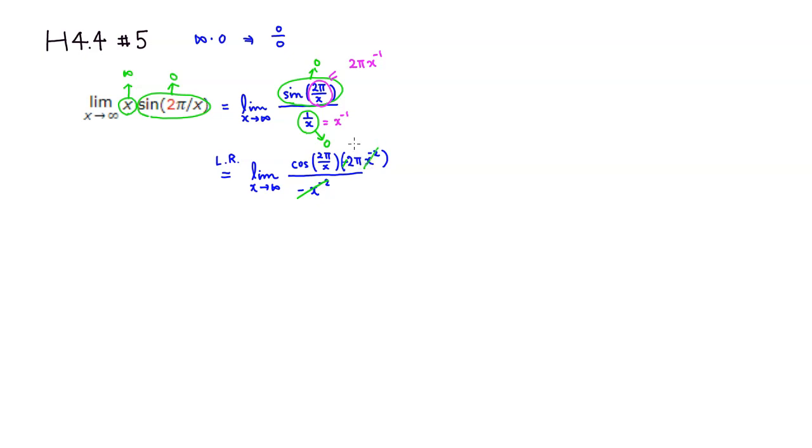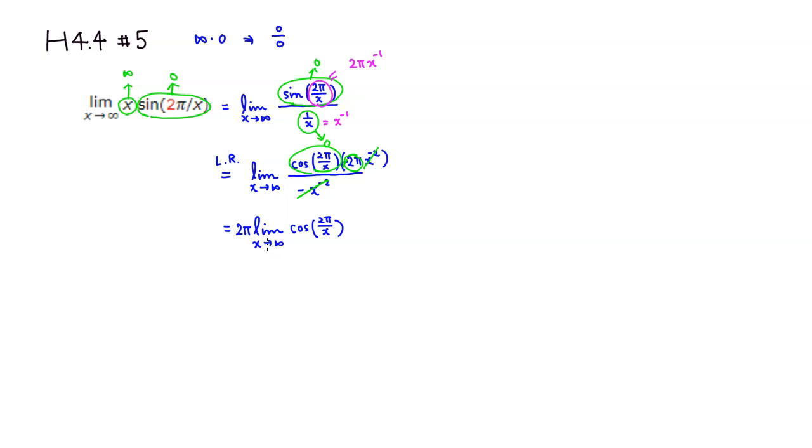So let's clean it up. What's left is the limit as x approaches infinity. You have a 2 pi, which is just a constant, so you can actually put it outside here. It's just a number. Then you just have a cosine of 2 pi over x. So that takes care of everything.